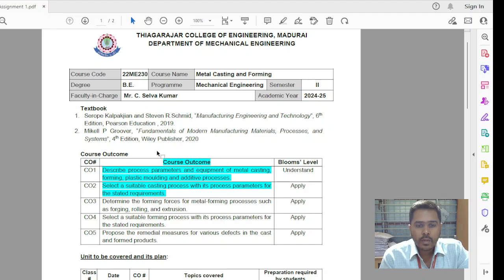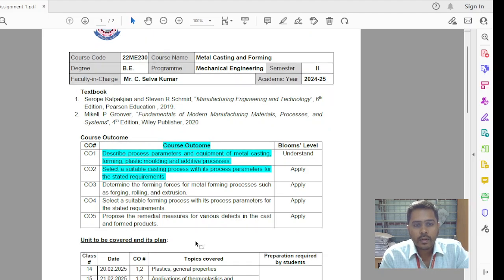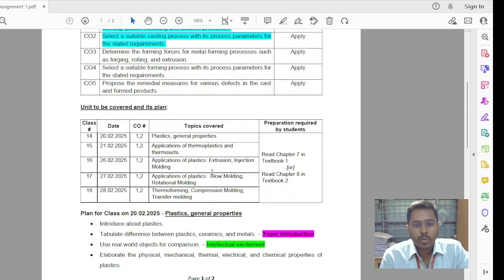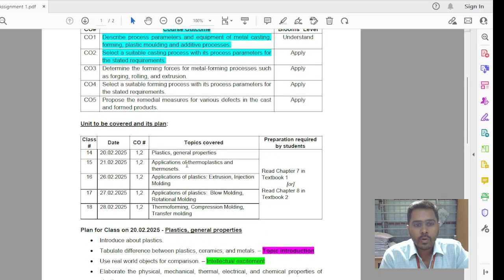These are prescribed in our syllabus, which is passed in our Board of Studies and Academic Council. And right now I am handling these two course outcomes. Their Bloom's level comes under understand and apply, and these are the suggested textbooks for this course. These contents are taken from our syllabus, and now I have worked on this unit plan.